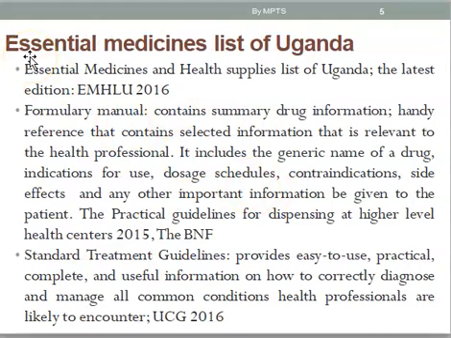Now, we have the essential medicines list of Uganda. It is called the Essential Medicines and Health Supply List of Uganda. I think the latest edition is 2016. And I have the UCG here. It is at the end, in Appendix 3 of the UCG. I don't know if you know it. Yes, starting from page 1035. It is there, Appendix 3.